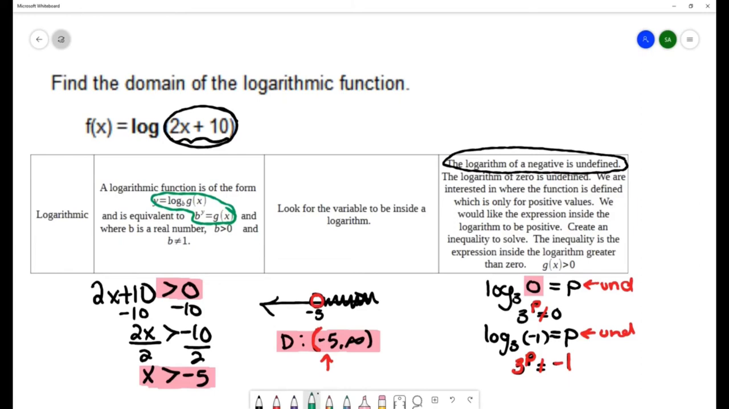Okay, so I kind of strayed for a minute from the details of the problem, but just to make it focused, whenever you're trying to find the domain of a logarithm, you're going to take the expression inside the logarithm and create an inequality. That inequality is the expression inside the logarithm greater than 0. Then you solve that inequality. And then from that inequality, you can graph the number line and also write the interval notation for that domain. And we got negative 5 to infinity.